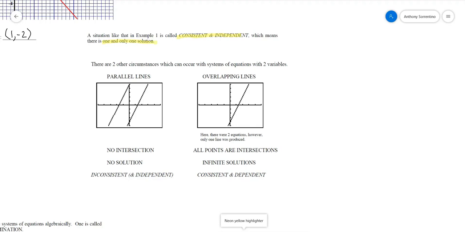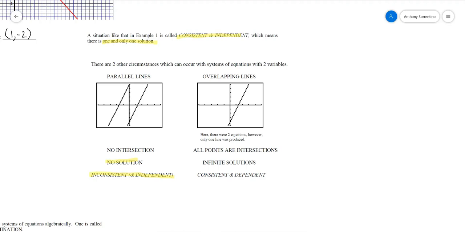Lines often will intersect at one spot, but they also could do two other things. I could have the lines be parallel, which means they would never intersect, which means that there's no solution, and we would call that inconsistent and independent. Now I can see that graphically really easily. The question is, how would I see this algebraically? We'll look at that momentarily.